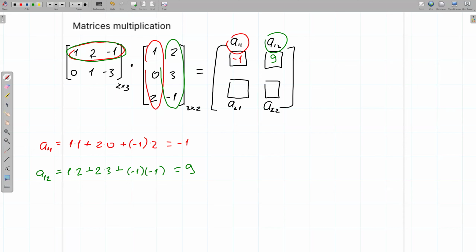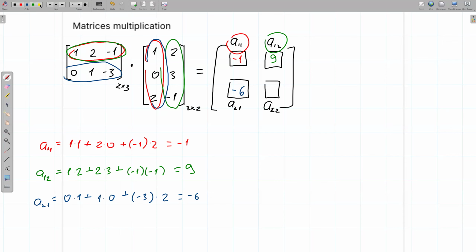This element is 9. Let's go now for the second row with the first column. So second row, first column, and we will get A21. A21 will be equal to 0 times 1 plus 1 times 0 plus minus 3 times 2, which is minus 6. So this element is minus 6.